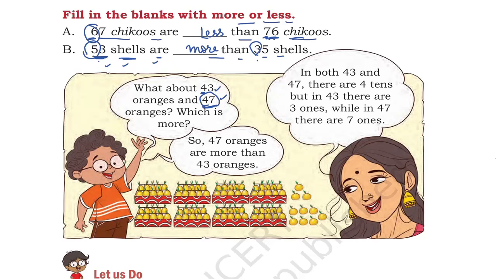You can see here in the illustration as well. Here they could fit 40 oranges in 4 trays and there are 3 oranges left. And here also 40 oranges could be put into 4 trays and then we are left with 7 oranges. Which one is more? This one is more.